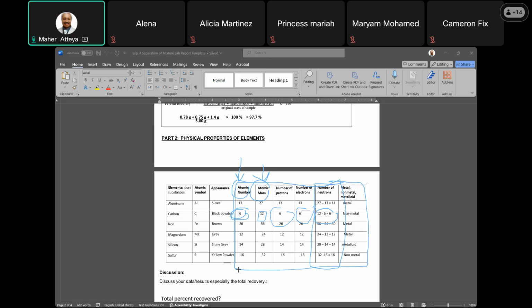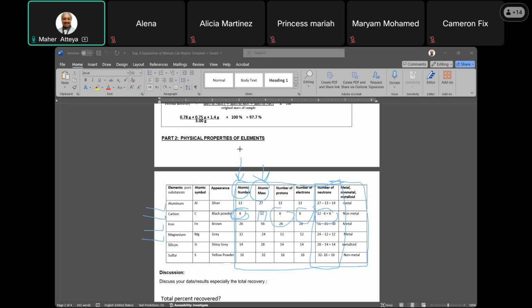Carbon is non-metal. As you can see, aluminum is a metal, carbon is non-metal, iron is a metal, magnesium is a metal, and sulfur is non-metal. Silicon is the only metalloid, which can act as a metal or as a non-metal depending on the condition it is in, correct? So that's the second part of the lab.